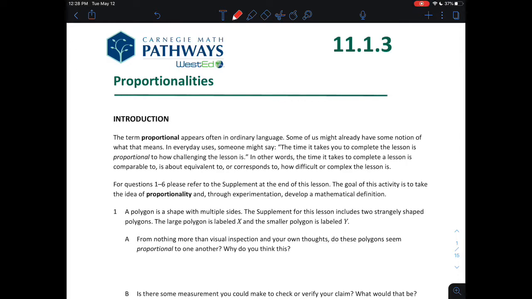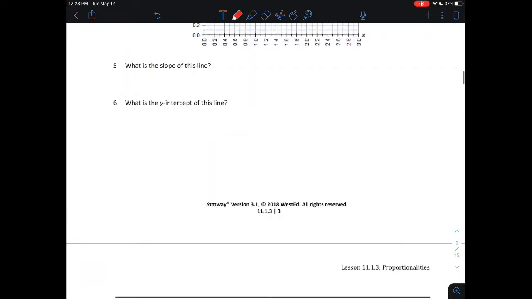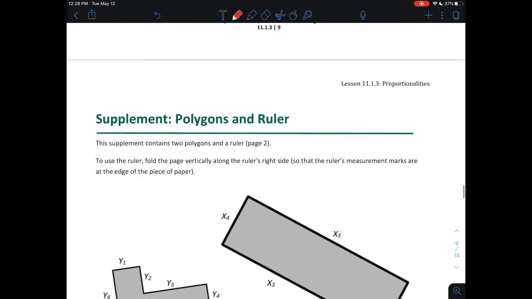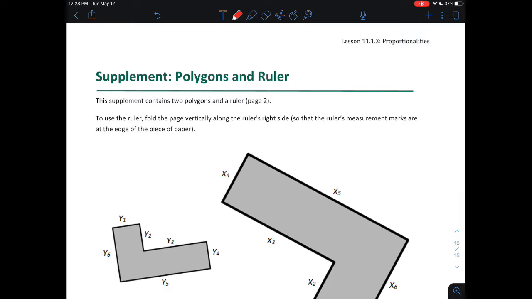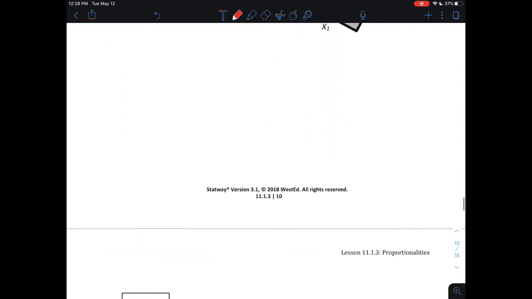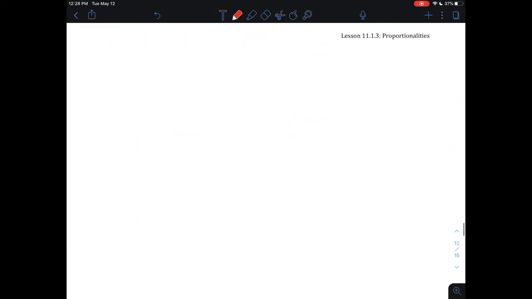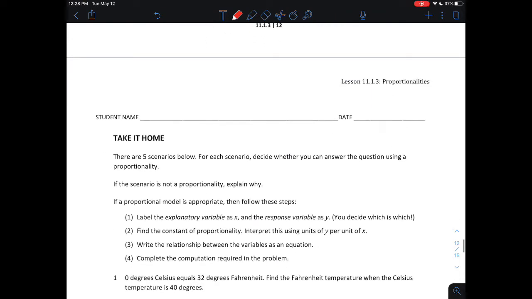For questions 1 through 6, please refer to the supplement at the end of the lesson. The goal of this activity is to take the idea of proportionality and through experimentation develop a mathematical definition. The supplement that they are referring to is at the end of the lesson. You should see in your workbook a couple of pages. One of them has polygons and a ruler, essentially a couple of shapes, and then on the other page, a ruler. Those are the things that we're going to be referring to. This might be before the take it home for the lesson in your workbook.